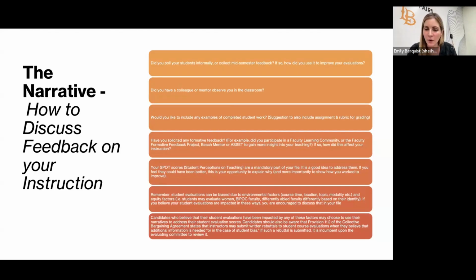Candidates should also be aware that provision 11.2 of the collective bargaining agreement states that instructors may submit written rebuttals to student course evaluations when they believe that additional information is needed, quote, or in the case of student bias. If such a rebuttal is submitted, it is incumbent upon the evaluating committee to review it.